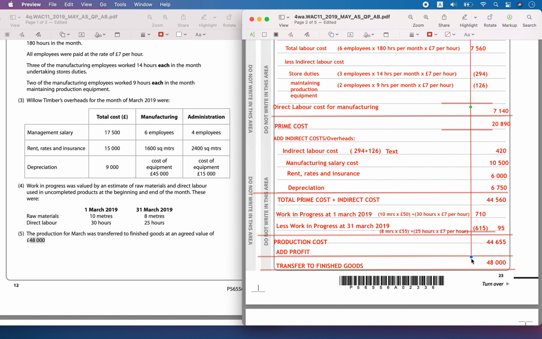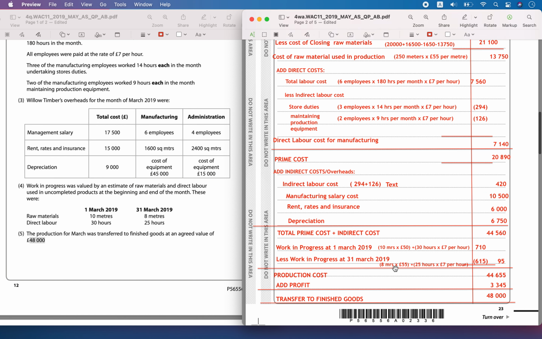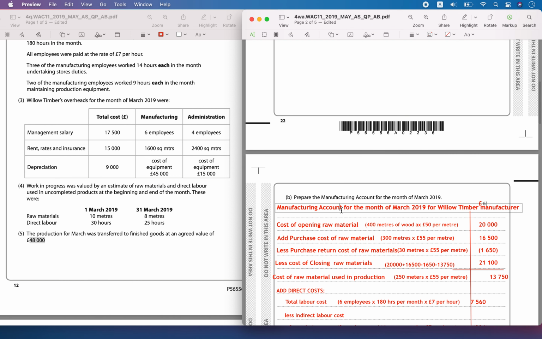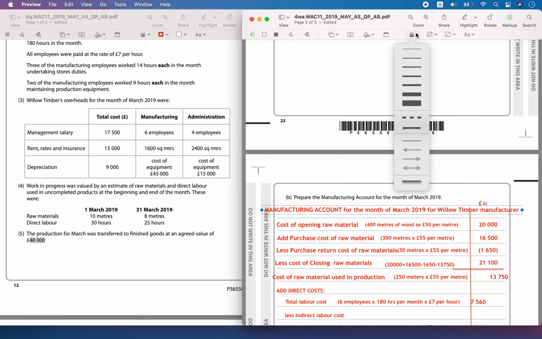So it is 48,000 minus 44,655. That is 3345. So that will be the profit that was added, 3345. So this is about the manufacturing account. This is the manufacturing account for the month for Willow Timber Farmer.